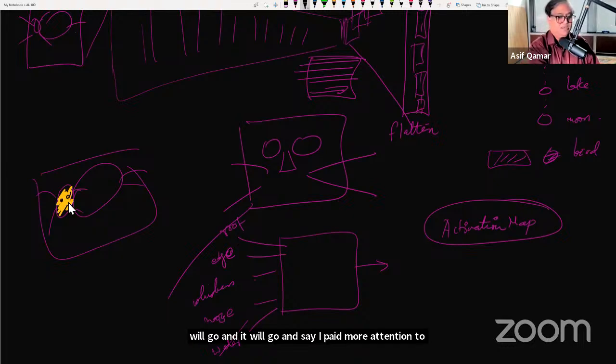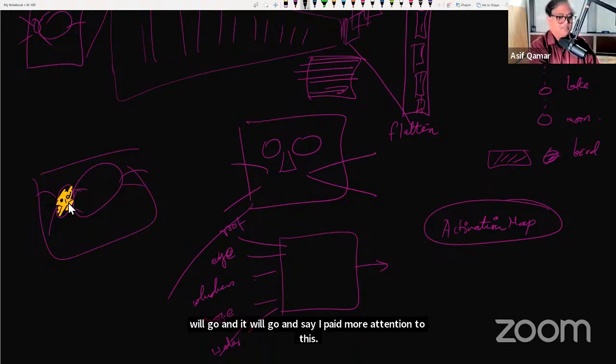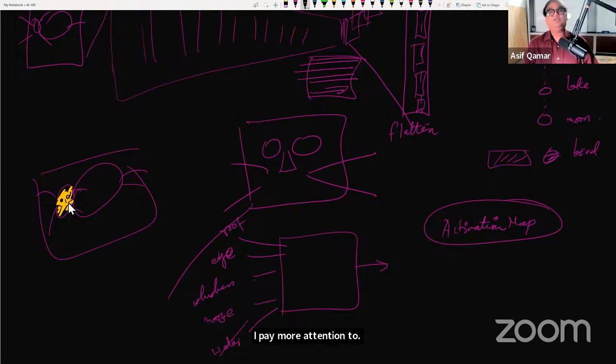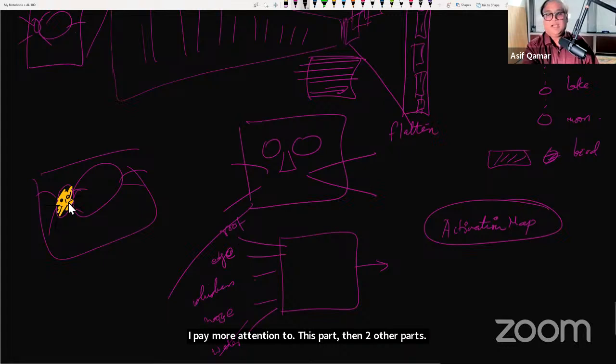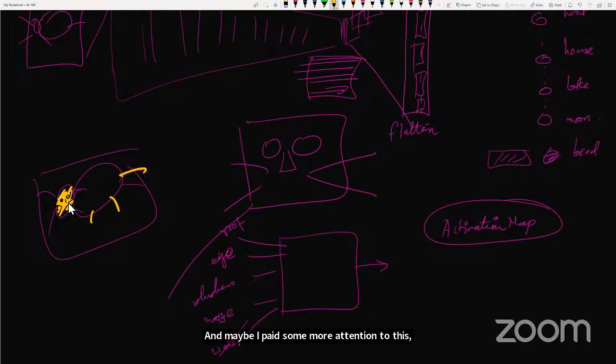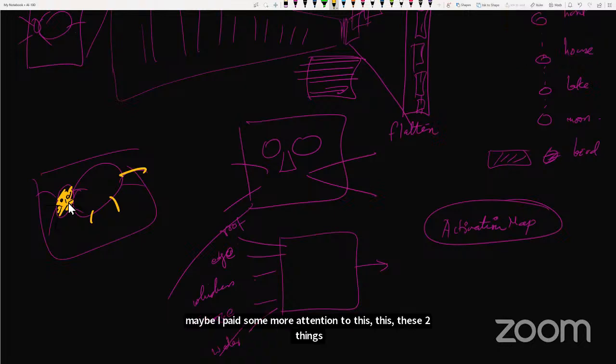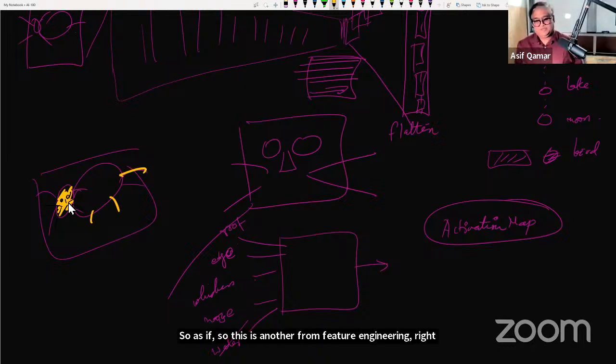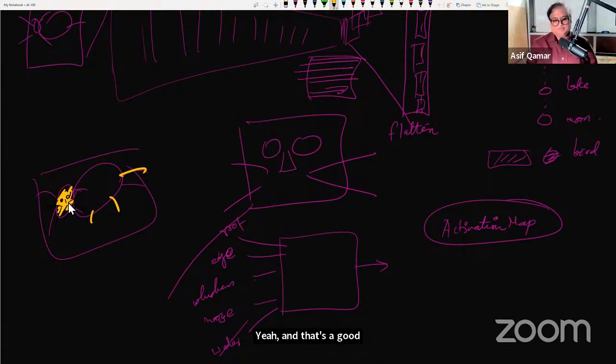I paid more attention to this part than to other parts. This was a giveaway. And maybe I paid some more attention to these two things. These were giveaways. So Asif, this is another form of feature engineering, right? It is, and that's a good observation, Prashant. But you said, I'll repeat for everyone, you said it's a form of feature engineering.